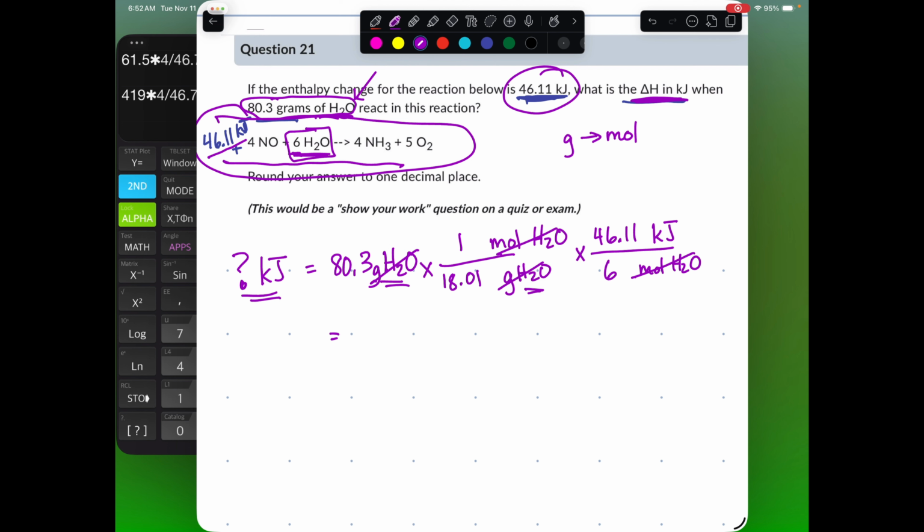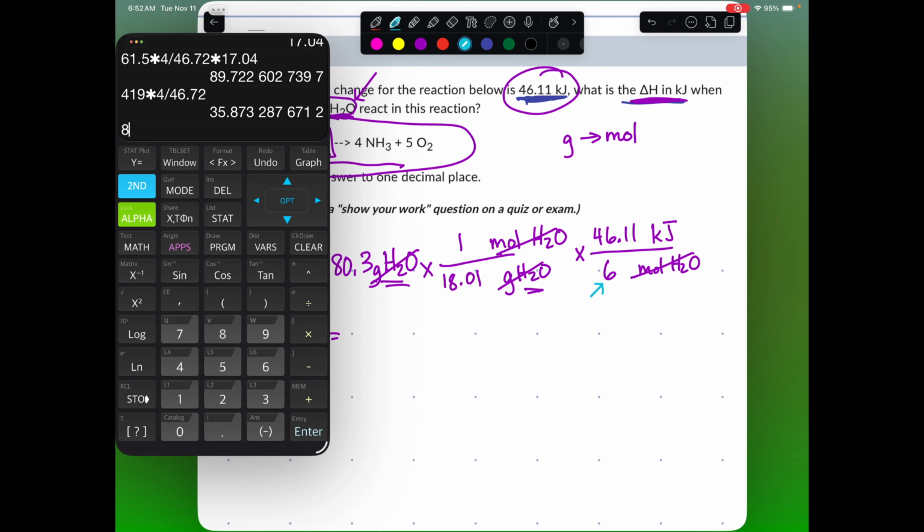I'm now ready to calculate. Just a quick note from years of experience. When I'm plugging this into the calculator, I will often forget that last divided by 6. So please pay attention. So here we go. 80.3 times 1, you can do times 1, but you don't have to, divided by 18.01. All right, I'm on this step. Then times 46.11, then divided by 6.